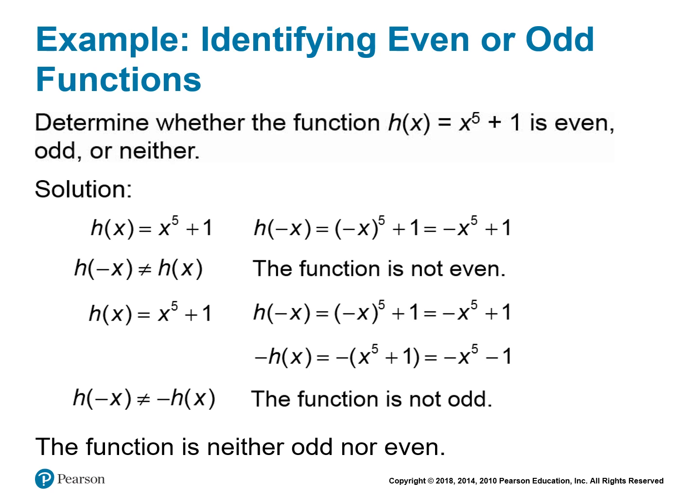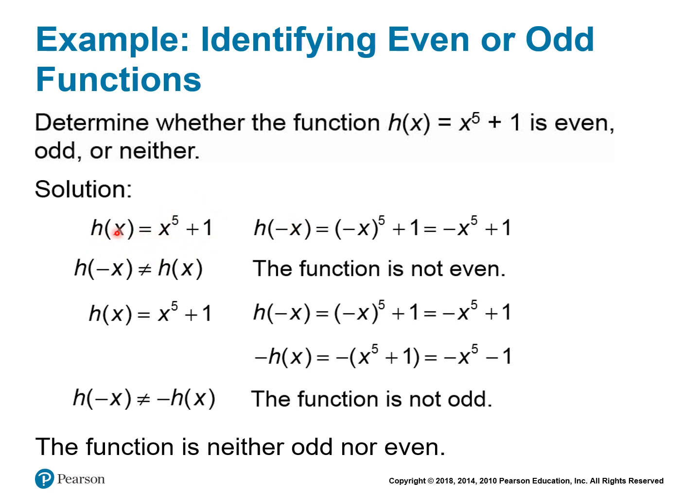Here's an example of identifying even or odd function. It says determine whether the function h of x equals x to the power 5 plus 1 is even, odd, or neither. First we are trying to determine whether it's even or not. So h of x equals x to the fifth plus 1.